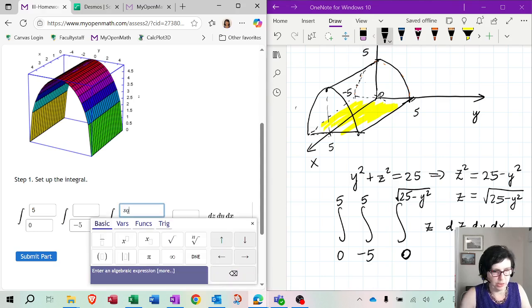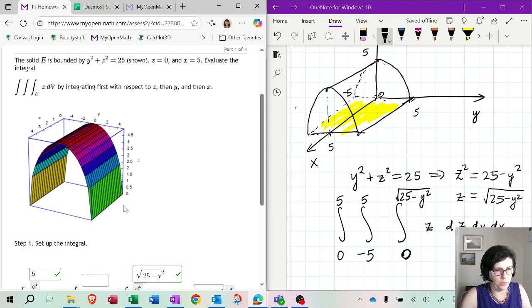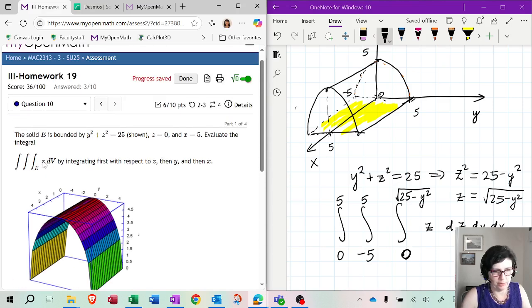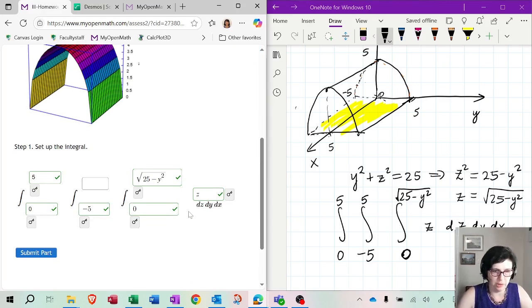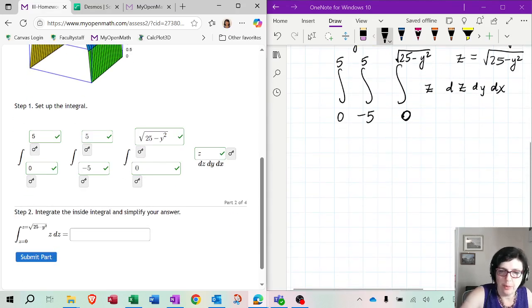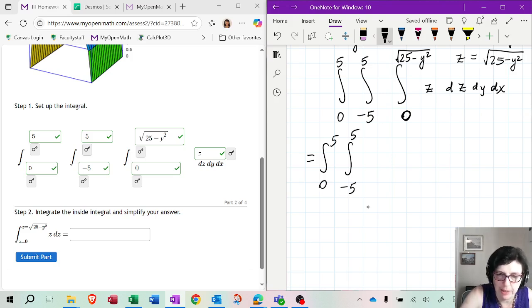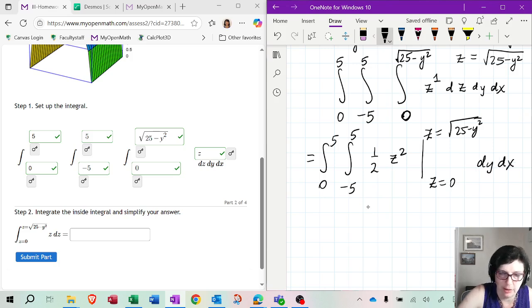Okay, so let's see if we can do that. And this is 0 to that square root, and we are integrating z. Again, why are we integrating z? Because it says that right here, z. So this is not volume, this is just integrating z. Okay, now let's go ahead and compute the inside integral. So we go 0 to 5, -5 to 5. The integral with respect to z of z is 1/2 z squared, right? And we substitute z equals 0, z equals the square root of 25 minus y squared. And then we still have dy dx here.